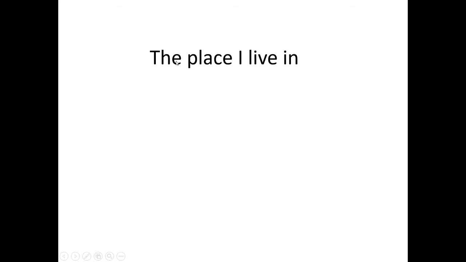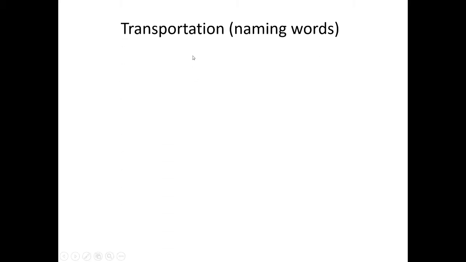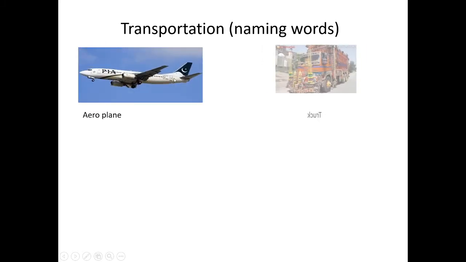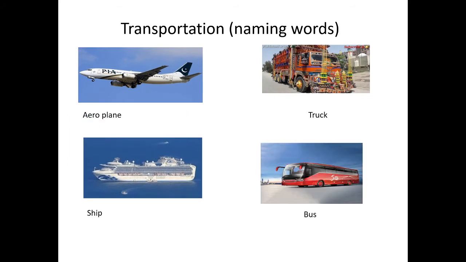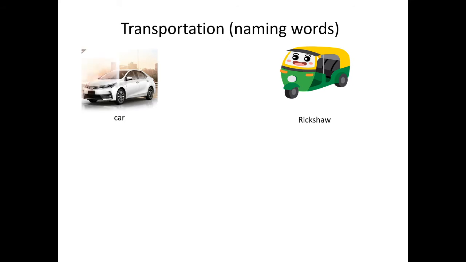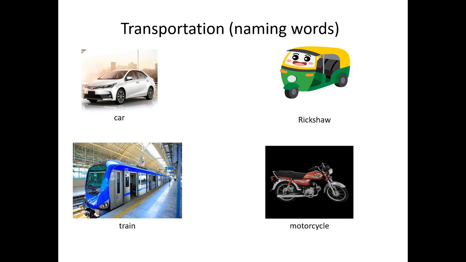So let's start. The Place I Live In, from English Language, Unit 6, Grade 2, Part 2, Balochistan Textbook Board, Quetta. Transportation: aeroplane, truck, ship, bus, car, rickshaw, train, and motorcycle.